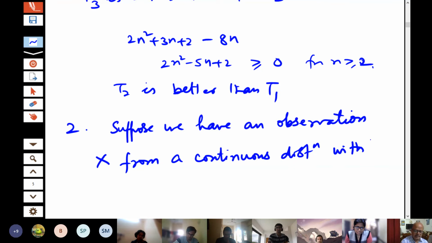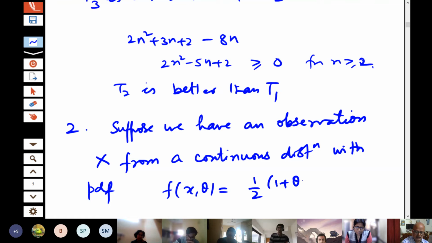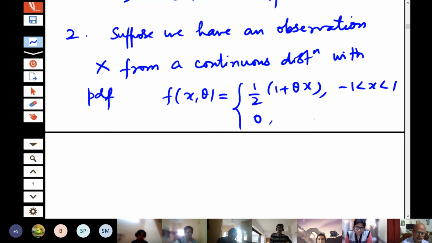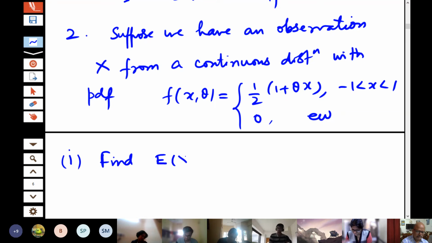Suppose I have an observation x from a continuous distribution with probability density function given like this: f(x; theta) is given by half times (1 plus theta x) for x lying between -1 to 1, and it is 0 elsewhere. Okay. So we will do various things here. Find expectation of x and say expectation of x square, and of course variance of x.